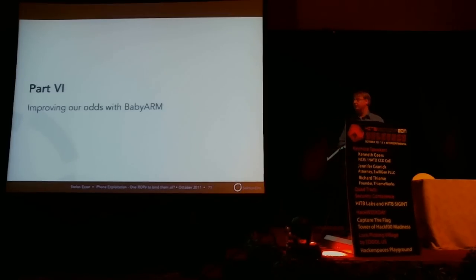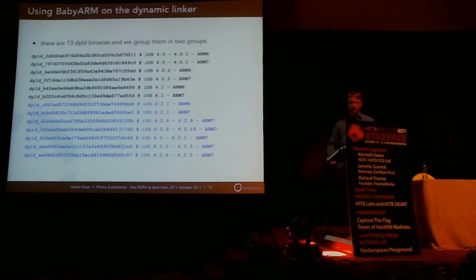So now the question is, how can we use that to improve our odds? When we remember, I told you there are 13 different dynamic linker binaries. And what I did is I downloaded all the firmwares, extracted all the dynamic linker binaries, and just renamed them to dild underscore and the MD5 hash of the binary. And then you can get this table of things, and all my tools now work on this table.